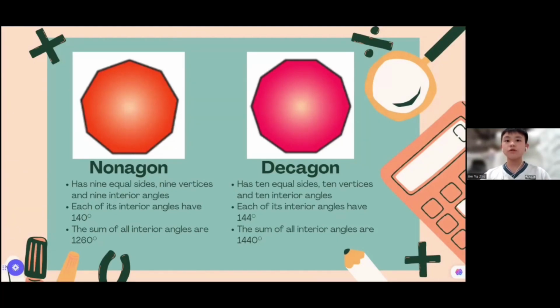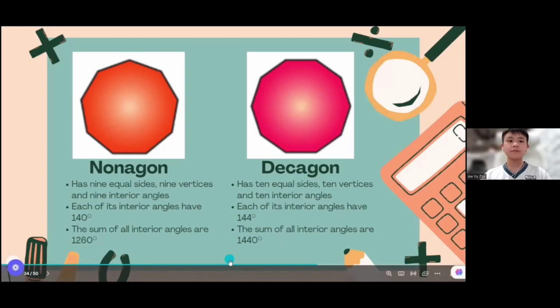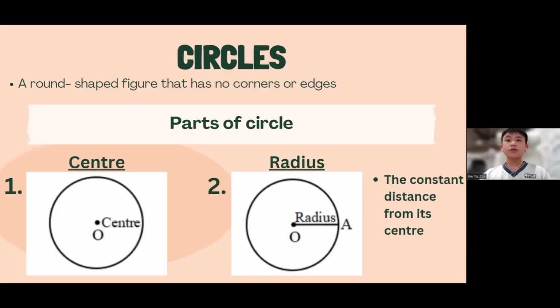Each of the interior angles is 144 degrees, and the sum of all of it is 1440 degrees. And now, I'm going to talk about circles.